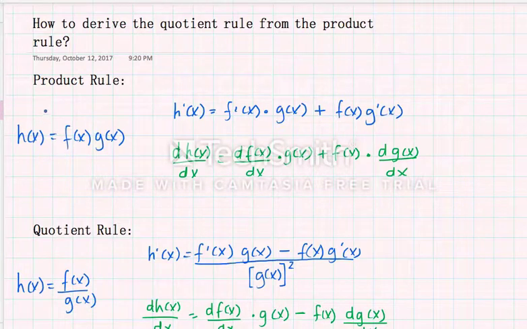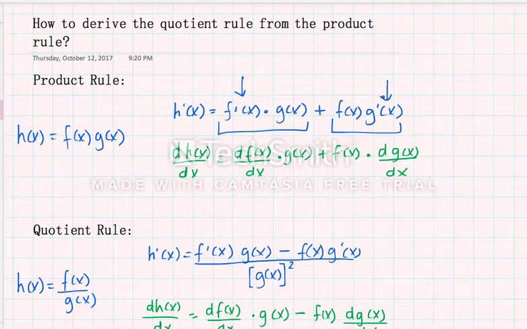So here we have a function h of x, which is a product of f of x times g of x. To derive this h of x, we derive the first function, f of x, and multiply by g of x, plus f of x, the way it is, not derived, times g prime of x, so we derive g of x. So we have two terms here. In the first term, we derive the first function. In the second term, we derive the second function.